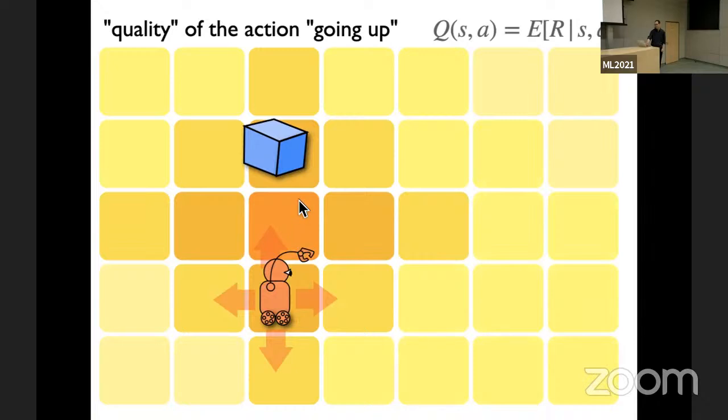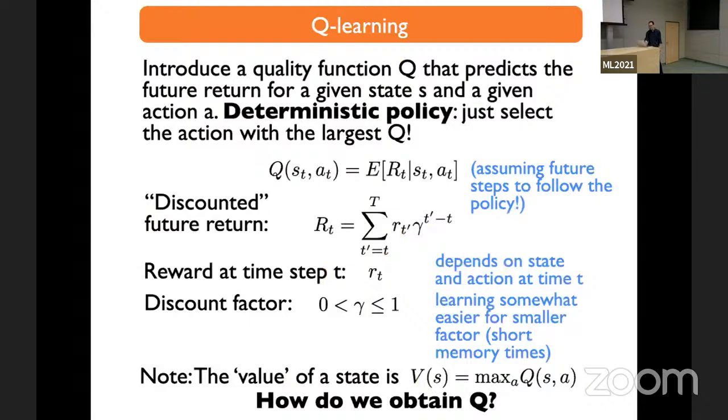And also, if I were to plot the quality function for different actions in this particular state, they would be lower because if I go to the left or the right or down, of course, I do not reach the box. So the expected return is lower. So definitely, if I then pick the action with the largest Q, I will go up as expected. Okay. So that's nice if you know the quality function, but how do you get the quality function? That's the bottleneck in the whole game.